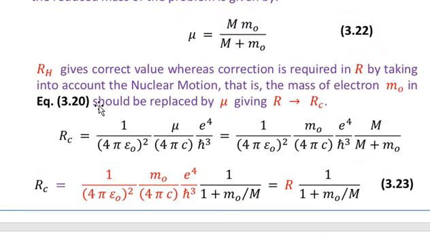So you see that here we are mentioning that RH gives a correct value, whereas a correction is required in the value of R by taking into account the nuclear motion. That is, the mass of the electron m0 in equation number 3.20 should be replaced by mu, giving R as RC. So when we replace m0, that is the mass of the electron, by mu, then the value of R can be replaced by RC, and RC stands for the corrected value of R.